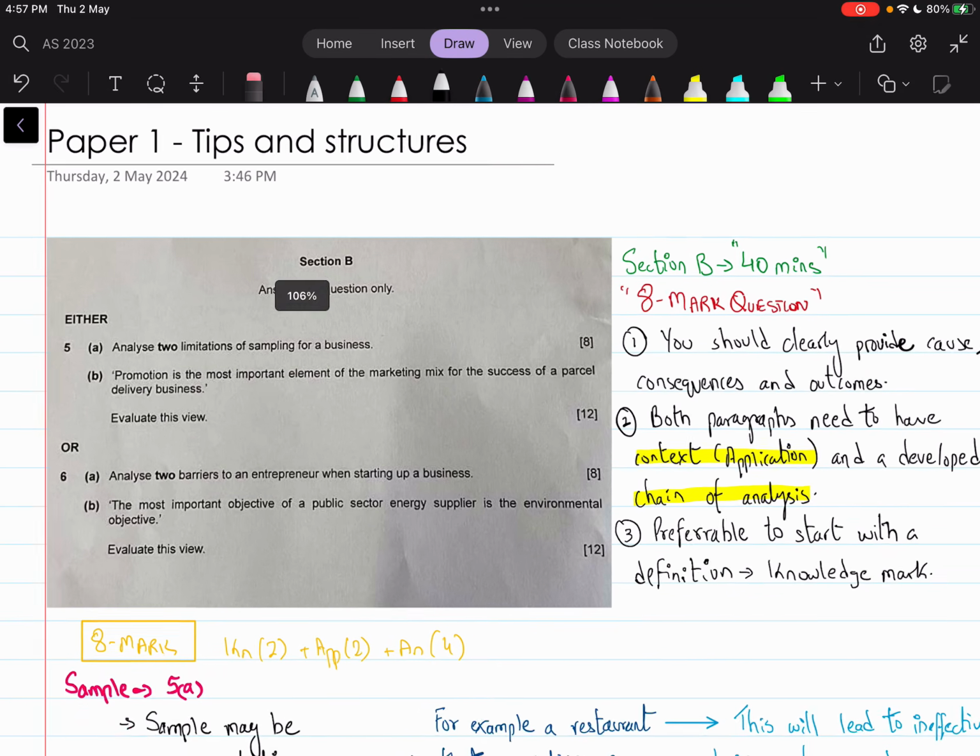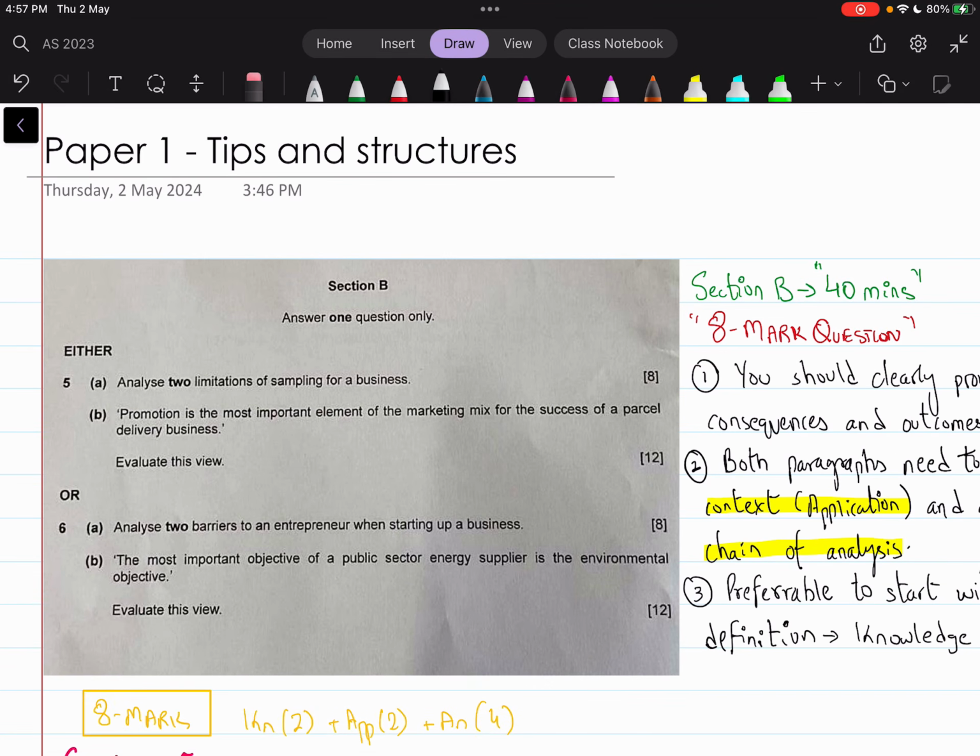Hey everyone, Assalamu alaikum. In this video, I'm going to explain the tips and structures for an 8 mark and a 12 mark question. The paper that I'm using as an example is March 2024, paper 12.